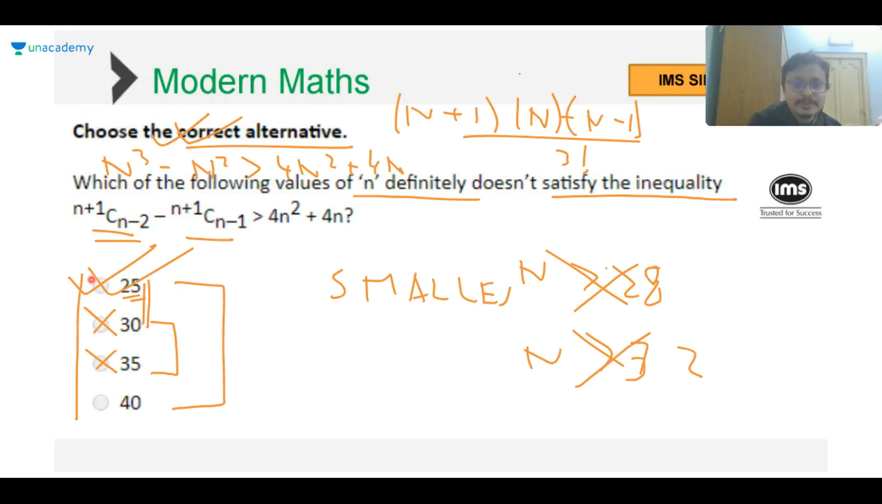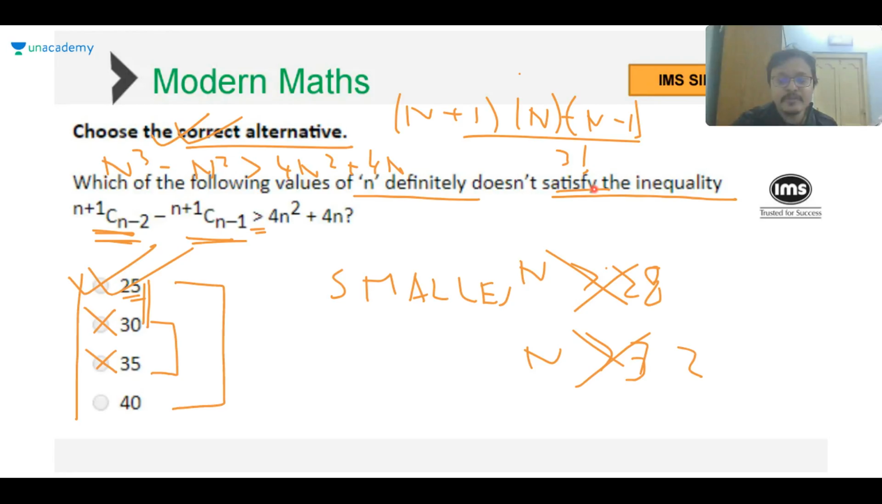Don't waste time solving. The moment you try solving, you'll end up getting different answers. You'll end up wasting time and you're taking up 3-4 minutes to solve a simple 30-second approach question. Simply look at this value. It's of the order n cube, which means the more the value of n, the left hand side will always be greater. So simply look for the least value of n. That is where it may not satisfy. So simply mark the answer as option A, move on.